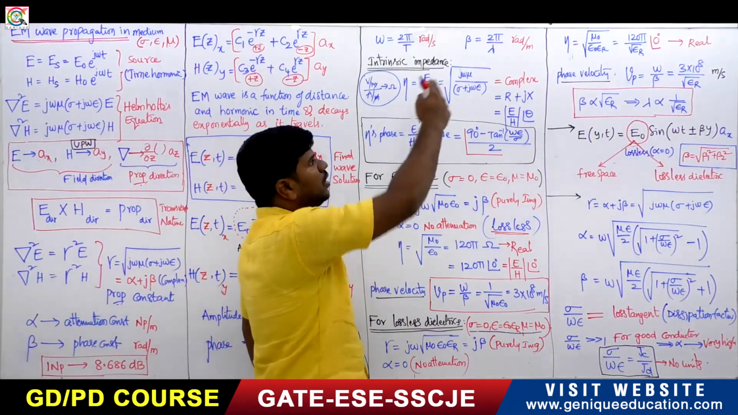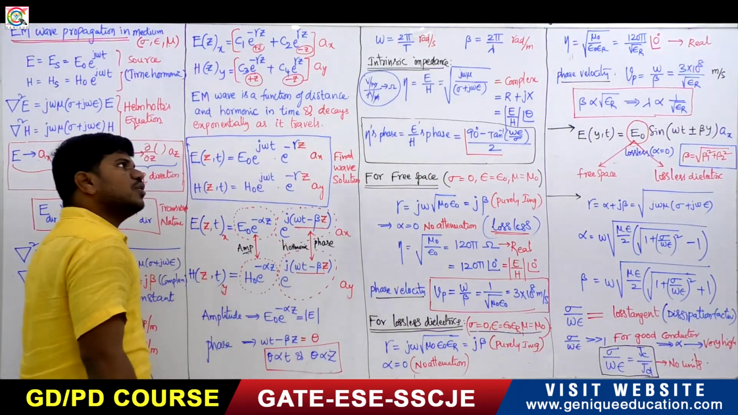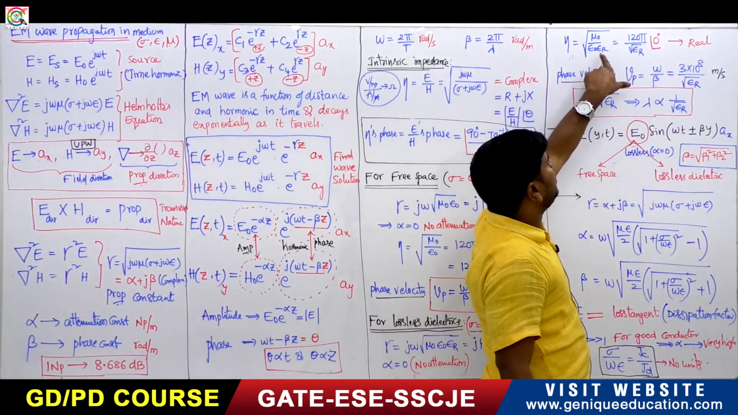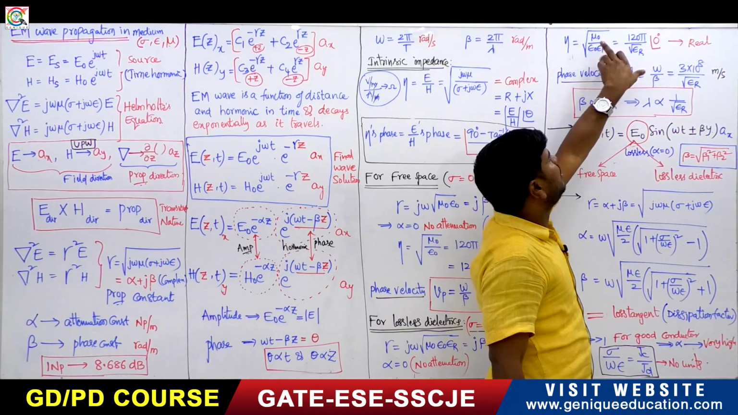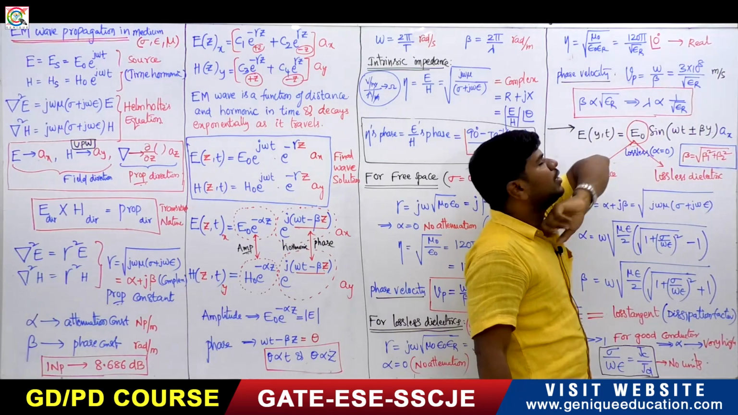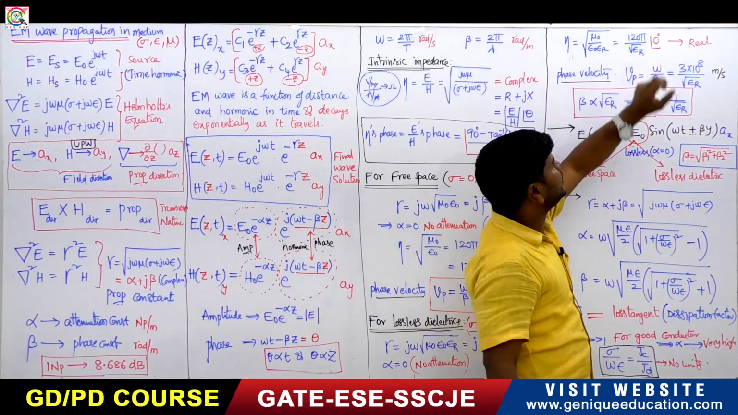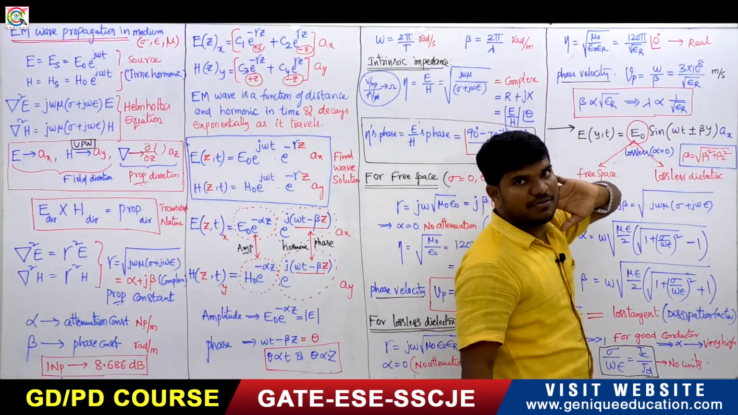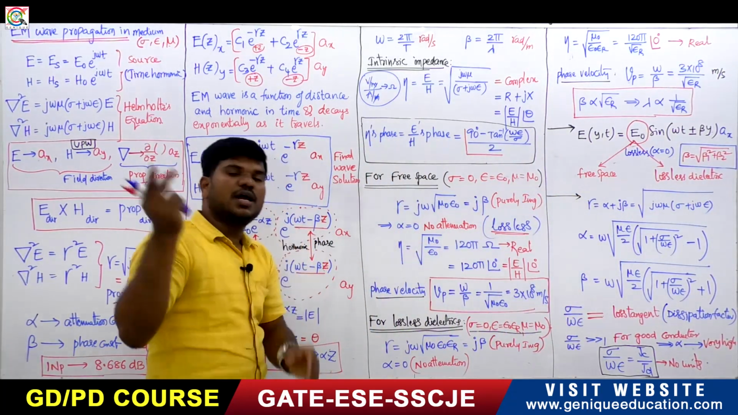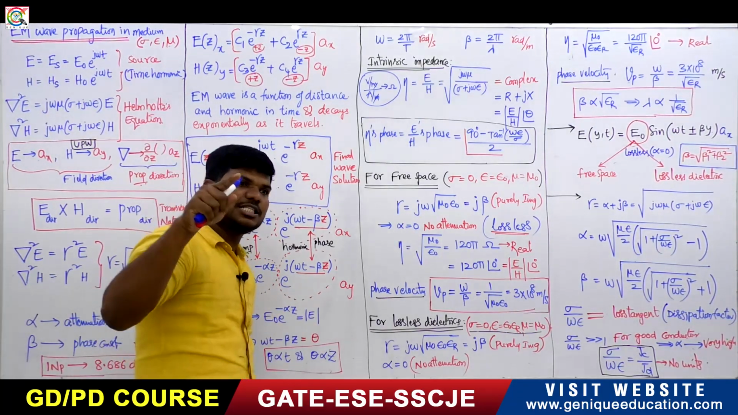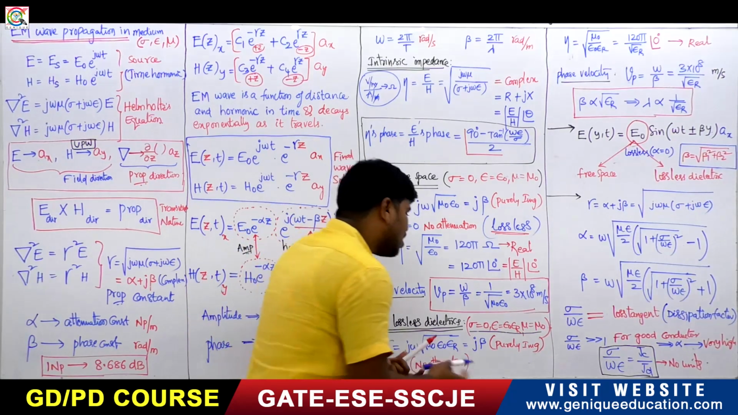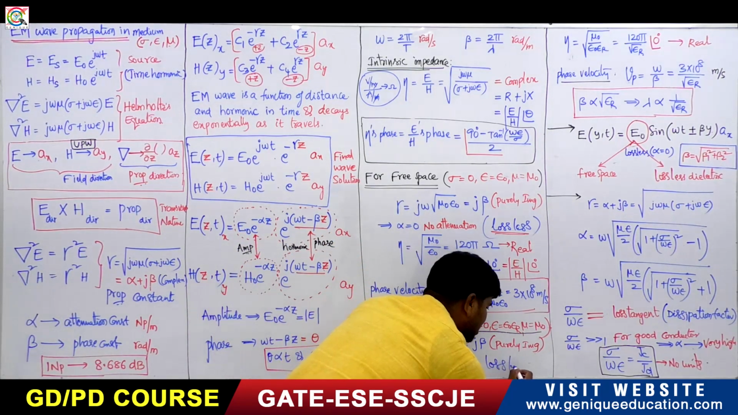Now come to the intrinsic impedance. What will be the intrinsic impedance? It will be root over mu naught divided by epsilon naught epsilon r. We know root over mu naught by epsilon naught is 120 pi, divided by root epsilon r. It is again a real value. So if it is a lossless medium, with no attenuation, it is also lossless.